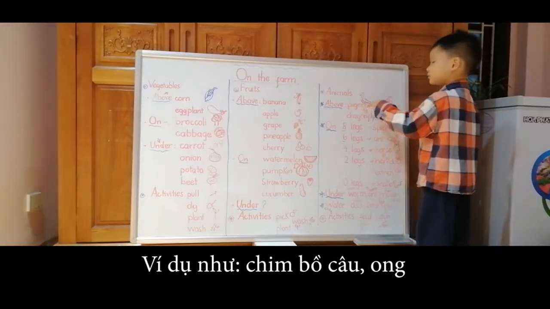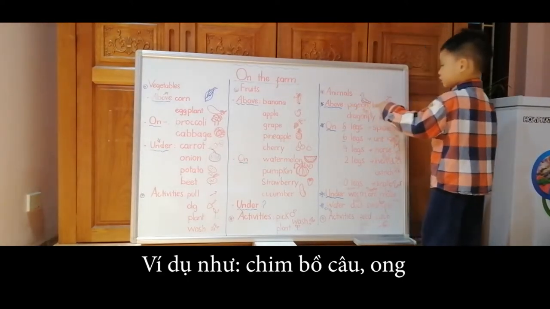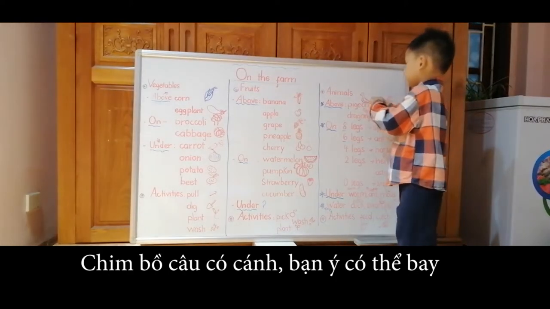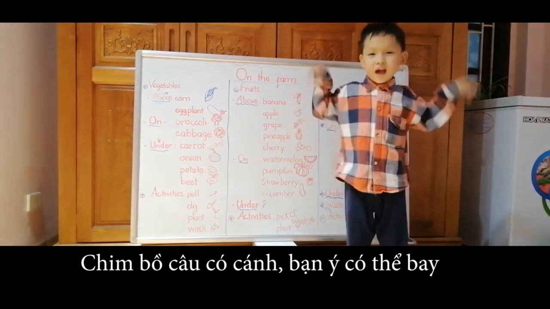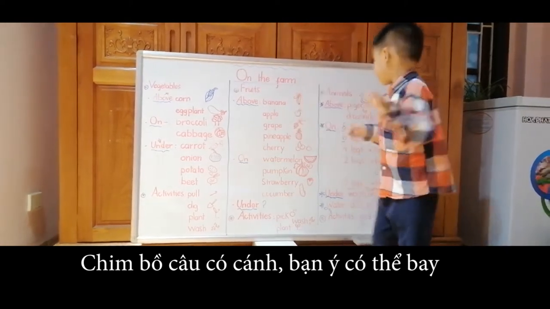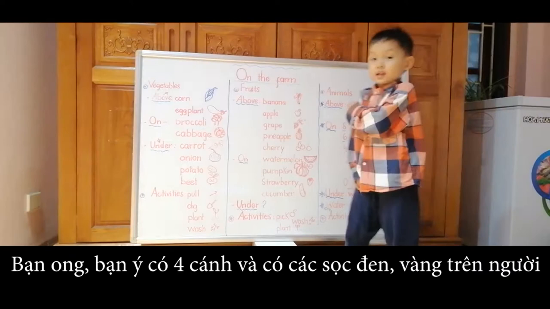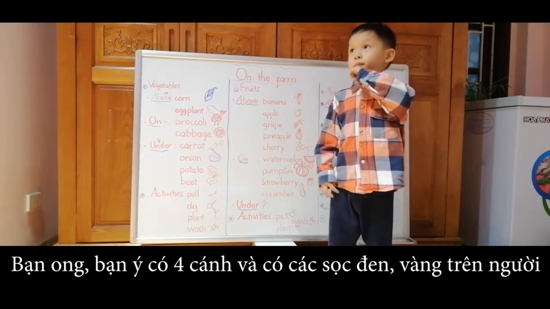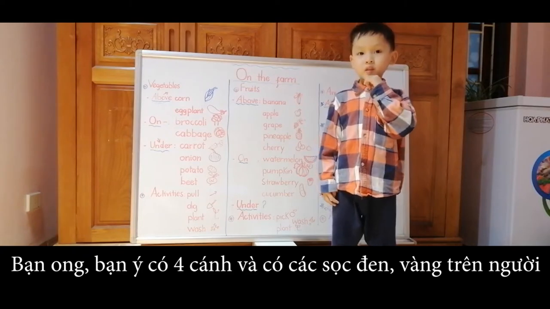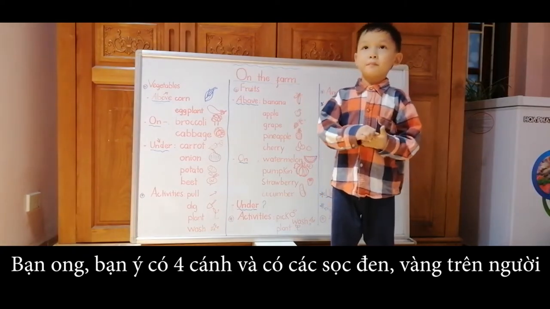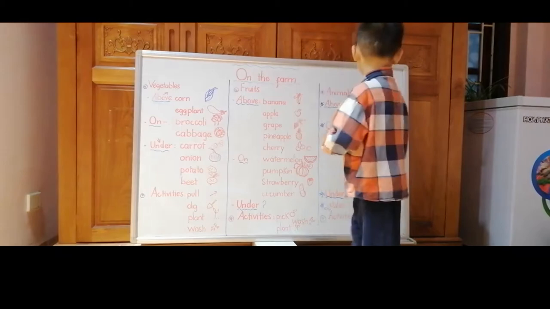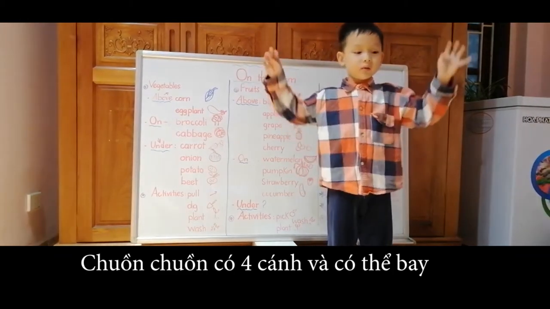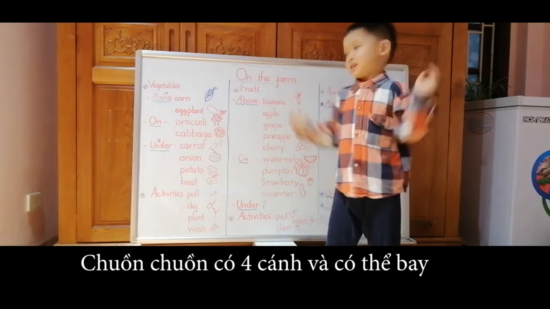For example, pigeon. Pigeon has wings. It can fly. Bee. It has four wings. Black stripe, yellow stripe. Dragonfly. It has four wings. It can fly.